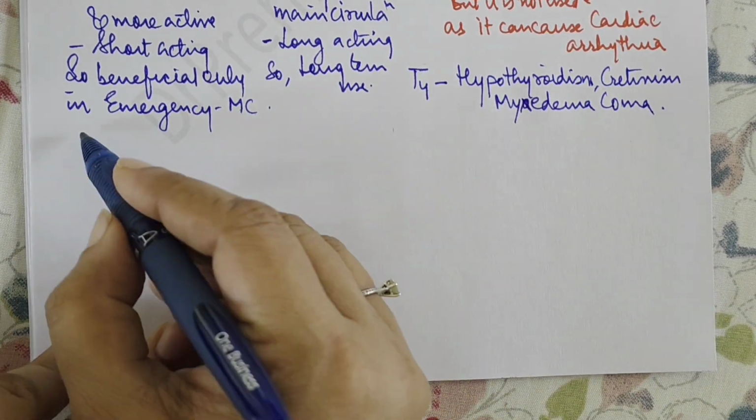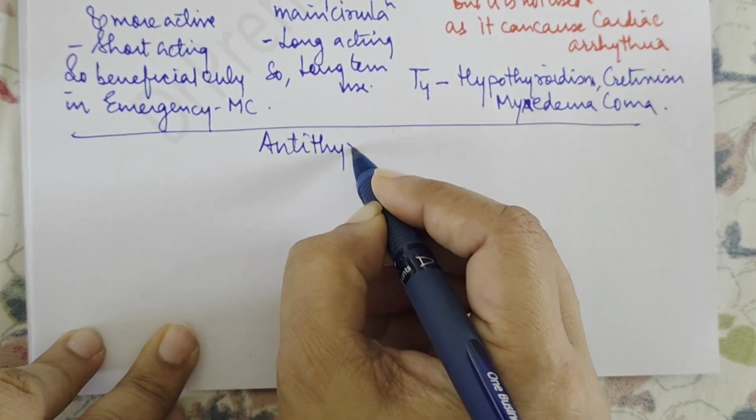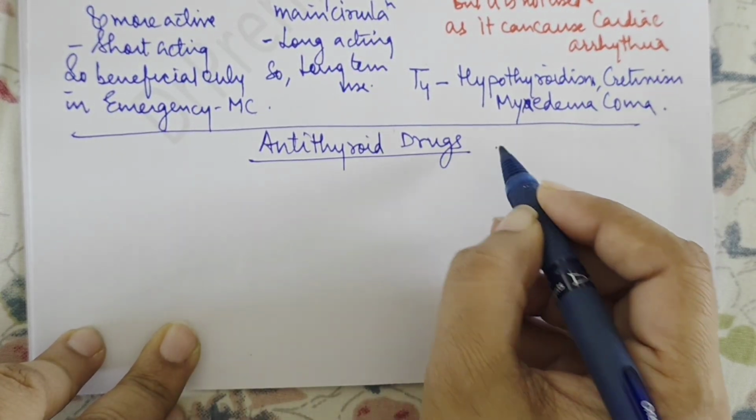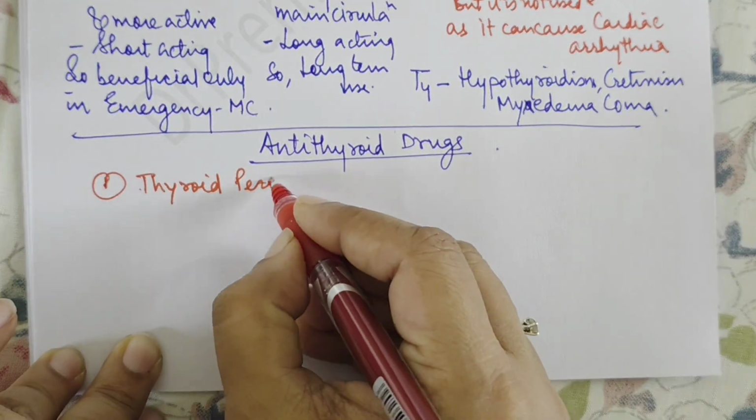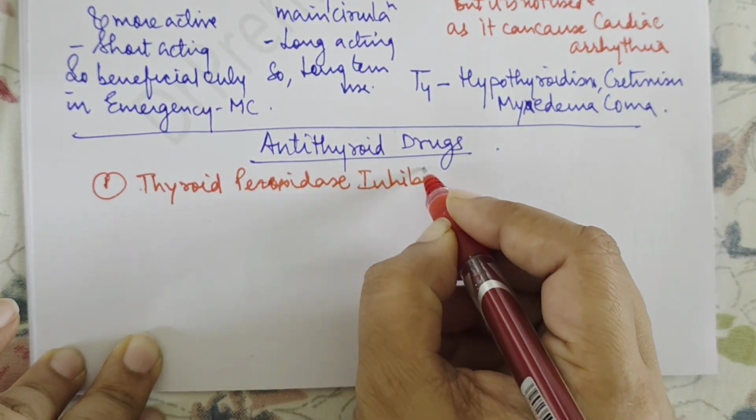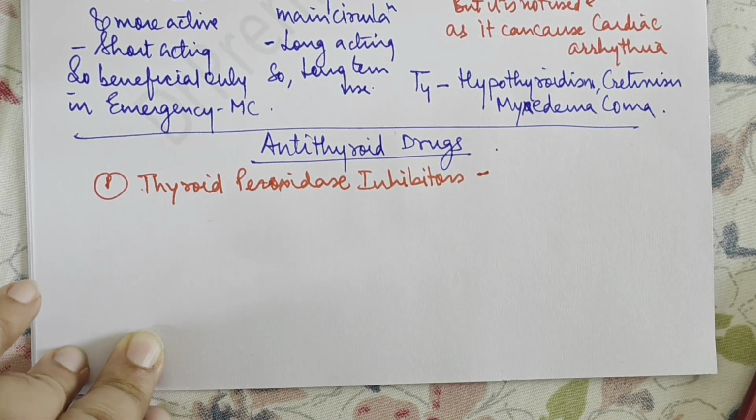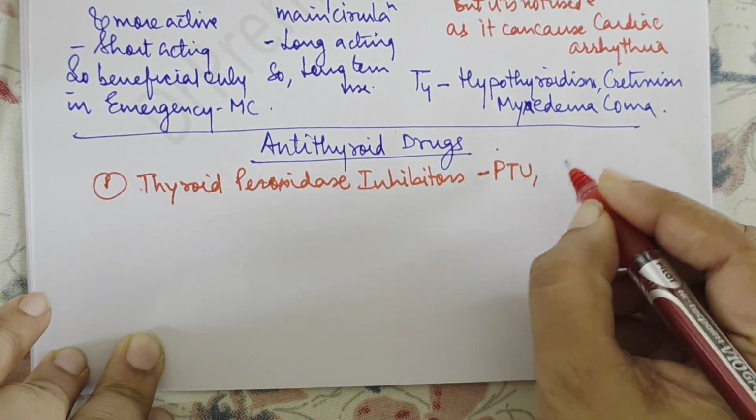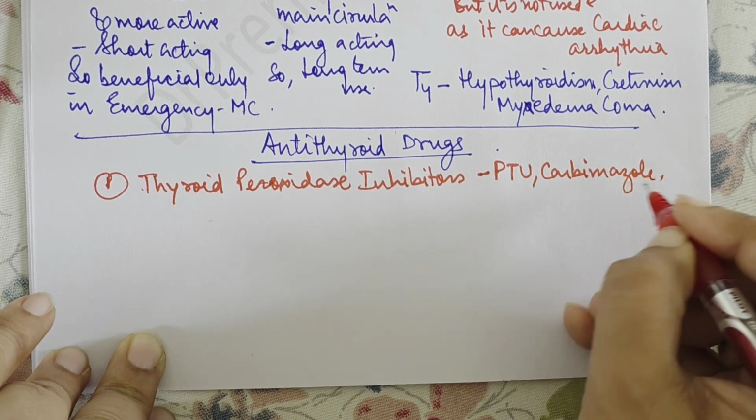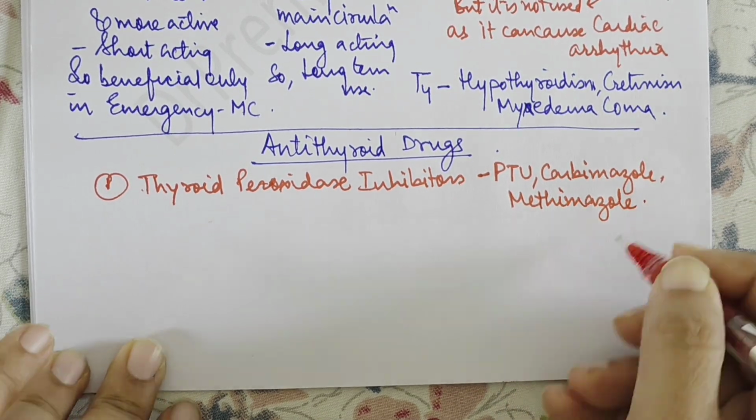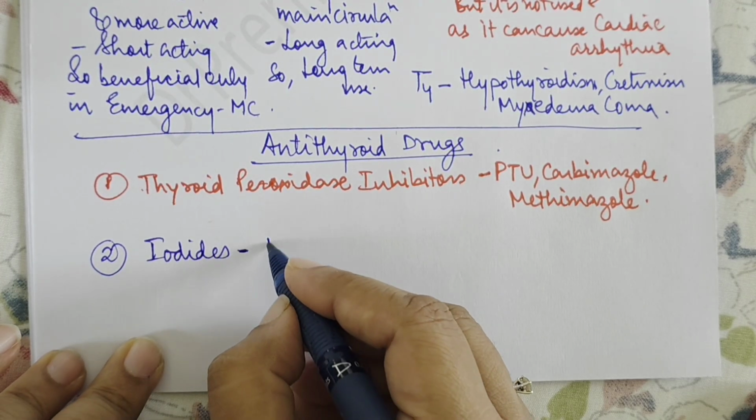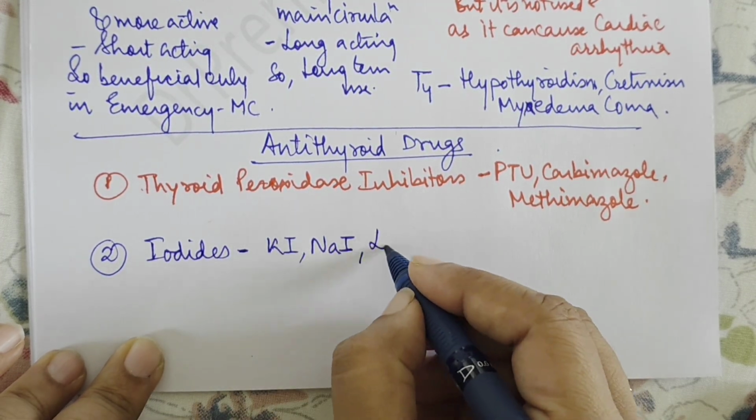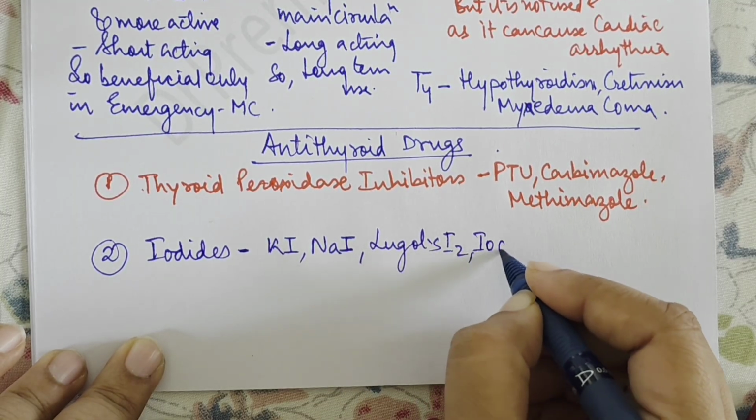Then next we have the anti-thyroid drugs. Now, the classification of anti-thyroid drugs, let's see. The first category of drugs is thyroid peroxidase inhibitors, right? Now in this, what are the drugs that we have? We have propylthiouracil, carbimazole, and methimazole. Okay. Then the second category of drugs are called iodides. In iodides we have potassium iodide, sodium iodide, Lugol's iodine, and in general iodine.